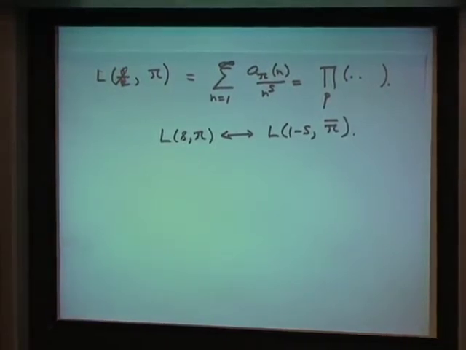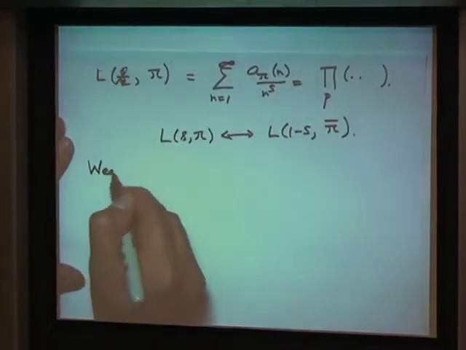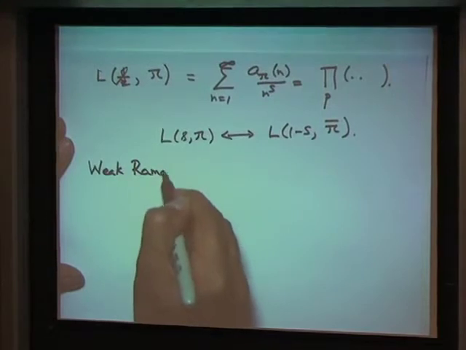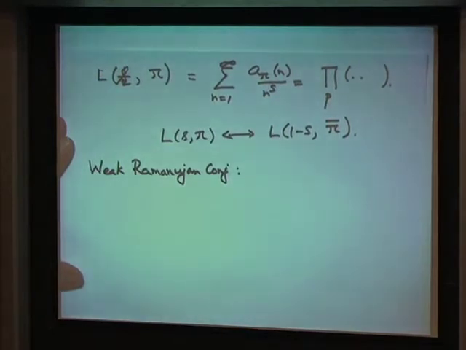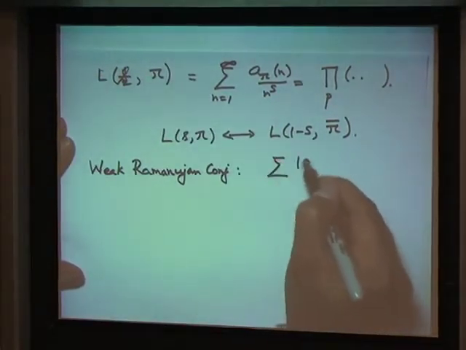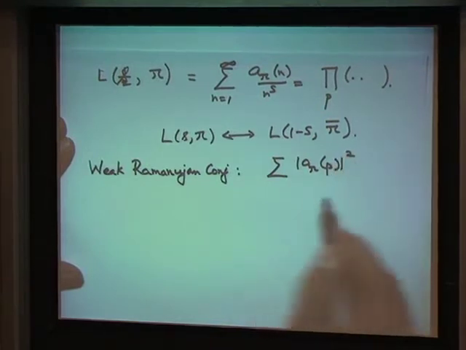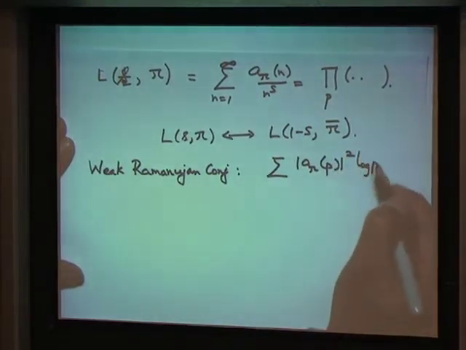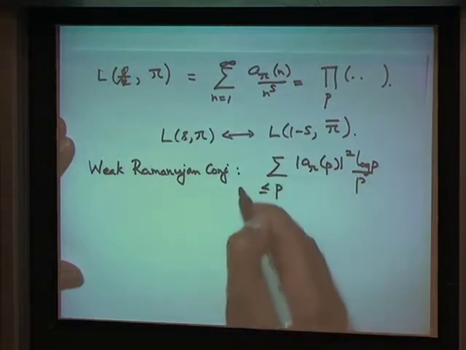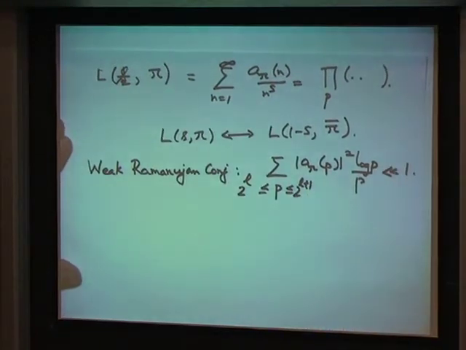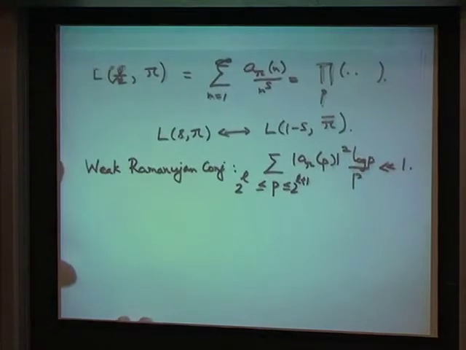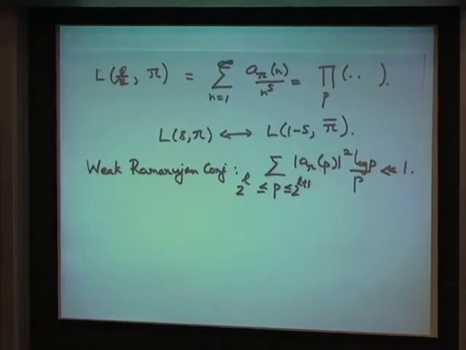And I have to assume some analog of the Ramanujan conjecture, so I'm going to call this the weak Ramanujan conjecture. Which says something like, I can bound the values of a_π(p) squared, say with a log p over p, on average in dyadic intervals, so between 2 to the L and 2 to the L plus 1, that this is bounded by some constant. Okay. So if the coefficients are bounded at the primes, then that would be the Ramanujan conjecture, and then this would be satisfied. You just sum log p over p in a dyadic interval.